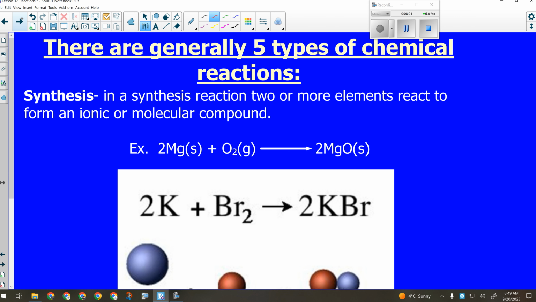All right, so now we're going to look at 5 basic types of chemical reactions. There are more than that, but we're going to look at the 5 basic types. The first and probably simplest is a synthesis reaction. Sometimes people call it a formation reaction. In a synthesis or formation reaction, 2 elements combine to form a single compound. It could also technically be 2 compounds joining together to form a single larger compound, but that's rare. Most of the time, we are going to have 2 elements combining to form an ionic or molecular compound.